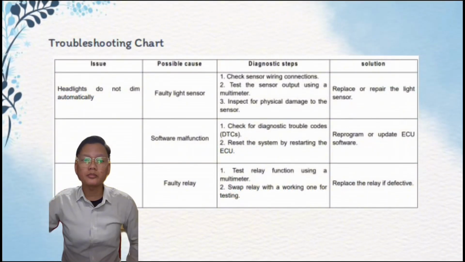Troubleshooting chart. The issue: headlights do not dim automatically. Possible cause: let's say a faulty light sensor. For the diagnostic step, check sensor wiring connection, test the sensor output using a multimeter, and inspect for physical damage. Solution: replace or repair the light sensor.